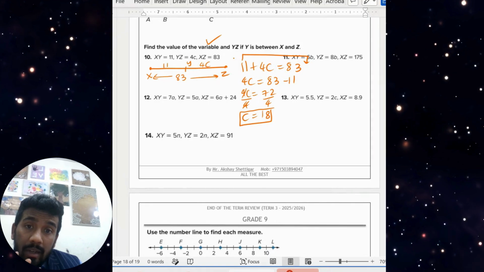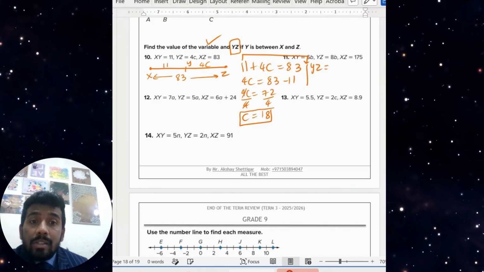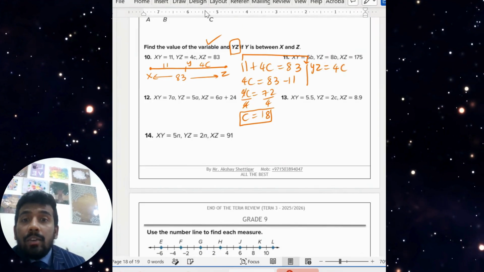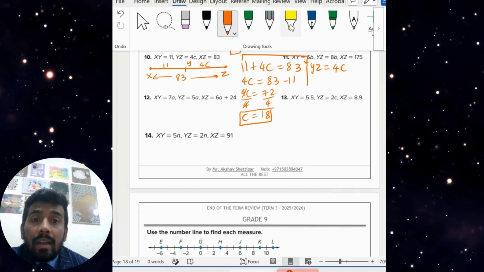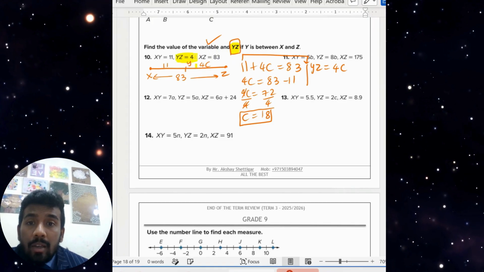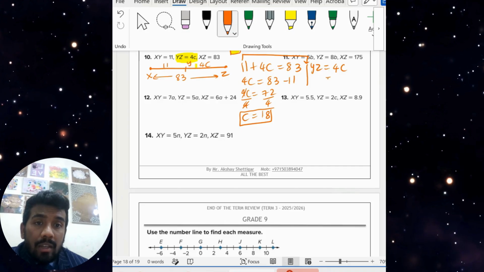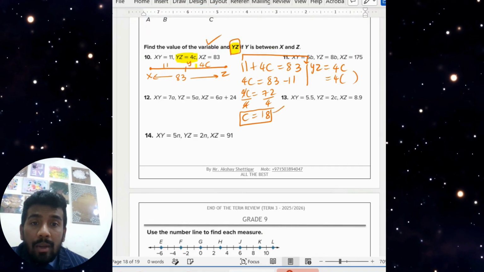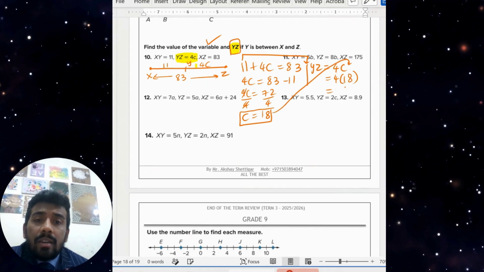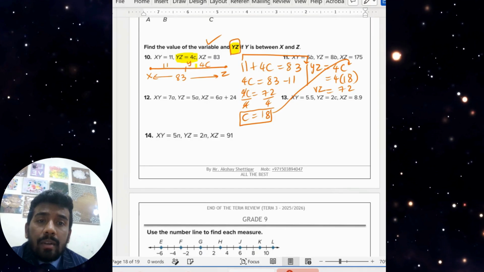They also want YZ. What's YZ? Don't forget, your YZ is 4c. I'll just highlight it so that you understand. So just put the value: what's the c? You have 18 over here. So 4 times 18, that's 72 again. Understand? So that's how you do it.